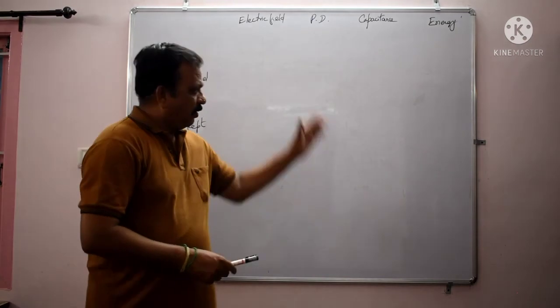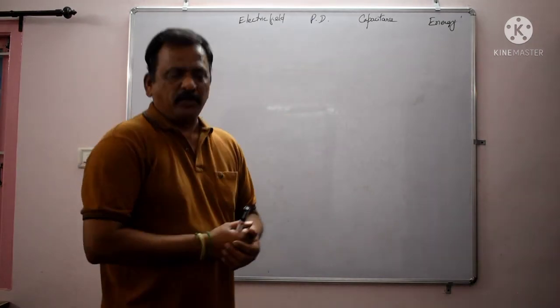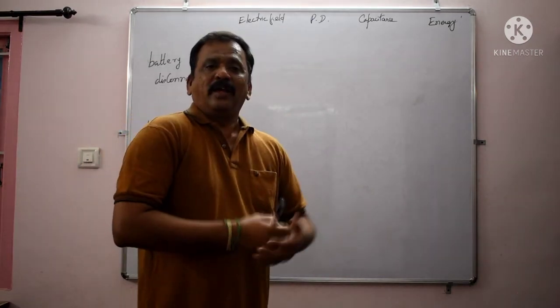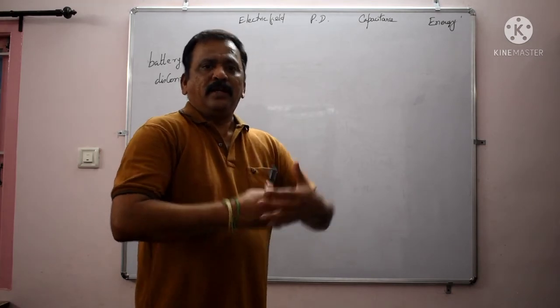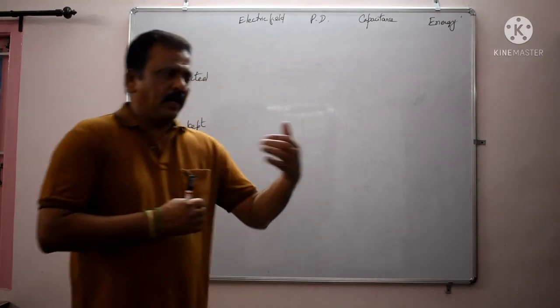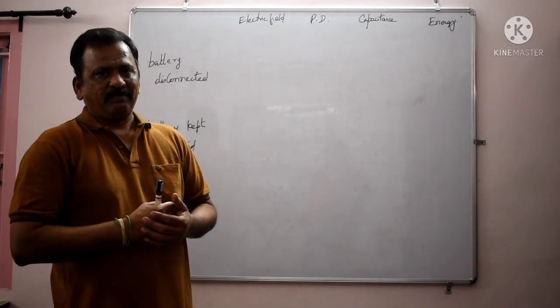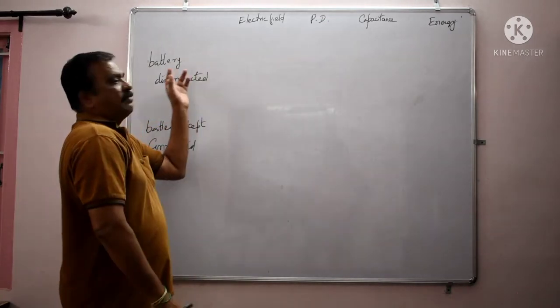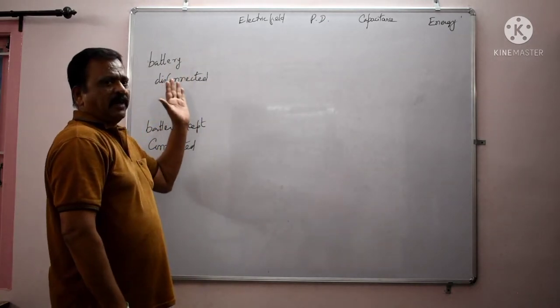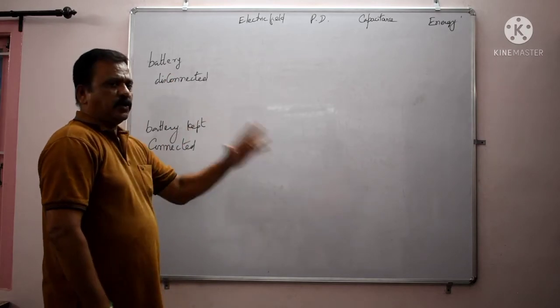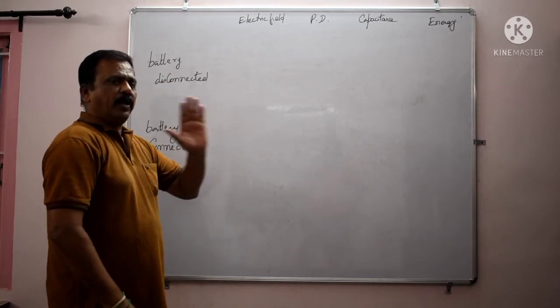Hi students, we will consolidate the effect of introducing a dielectric, keeping the battery connected with the capacitor and removing the battery from the capacitor. Okay, right. So first, the battery is disconnected from the capacitor, and then we are introducing a dielectric. So what are the things we observe?